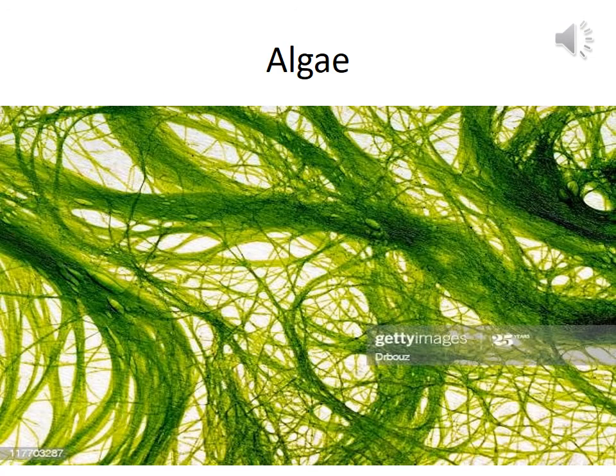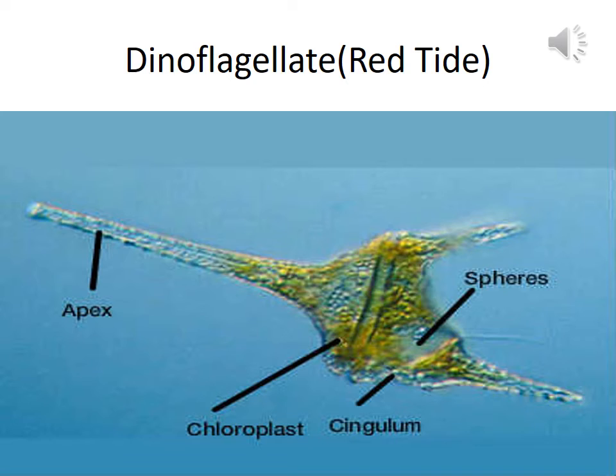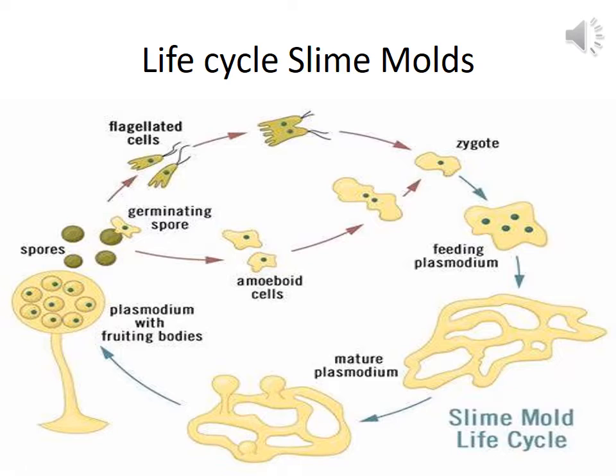This is a typical alga. An image of a dinoflagellate. This microbe is eaten by the shellfish, and in the shellfish this microbe produces a neurotoxin when ingested by man. This is manifested as paralysis. Next, slime molds with its life cycle.